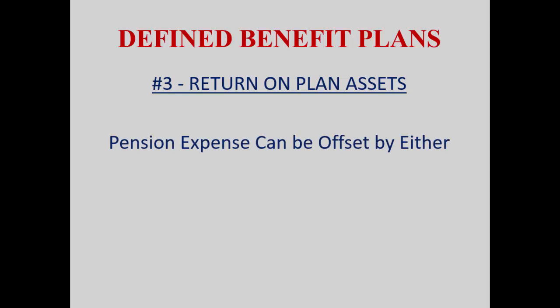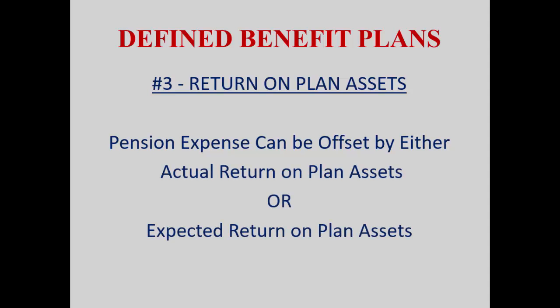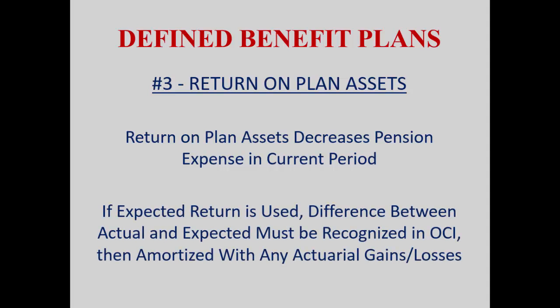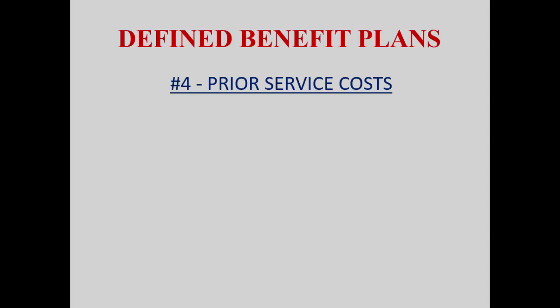The return on plan assets, the pension expense can be offset by either the actual return or the expected return. It's a way to lower the pension expense. The return on plan assets will decrease your pension expense in the current period. Now, if the expected return is used, and it's your choice, the difference between the actual and the expected must be recognized in other comprehensive income, not expensed immediately, and then amortized with any actuarial gains or losses. And this is why pension accounting is so complicated.